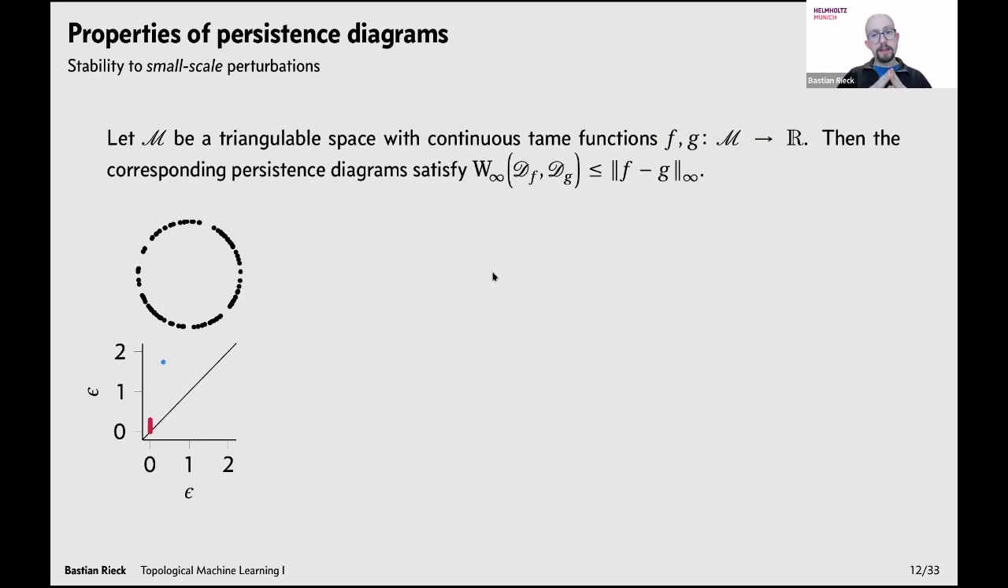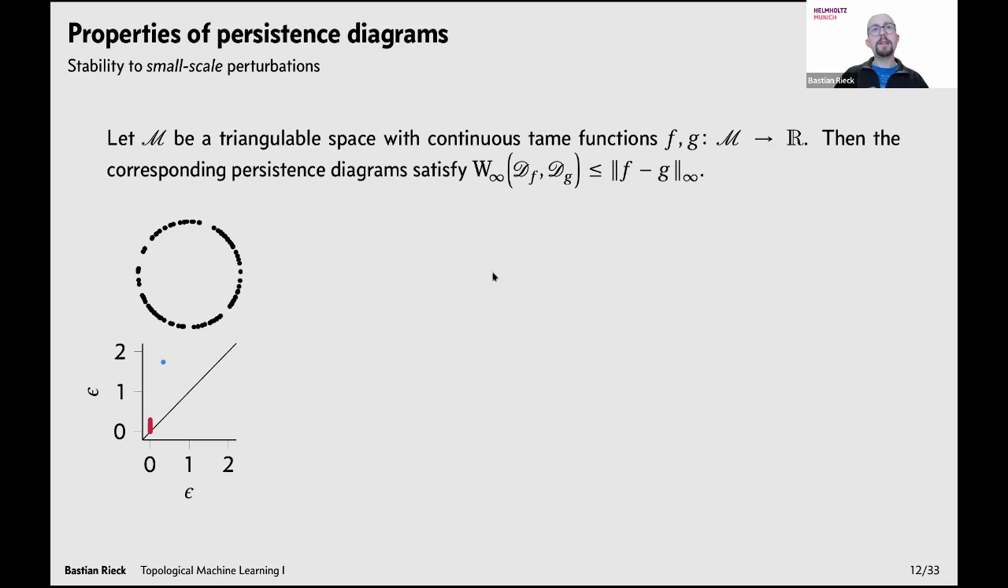Now, of course, this is only true for small scale perturbations. And this, I have to say, is probably the reason why stability theorems are, I would say, among the most misunderstood theorems, or at least miscited and misquoted theorems in topological machine learning research at this point.